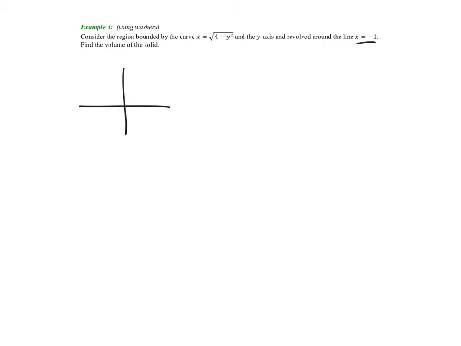So I know my curve and the y-axis create this space, this region. So here's the y-axis. Now, what does this curve look like? Well, what this curve looks like is a half circle with a radius of 2. I'll explain in a moment. It's just on the positive x side, so it's not on the negative side. If I were to throw a negative in there, you would see the other half of the circle show up. And what I want to do is revolve this thing around the line x equals -1.